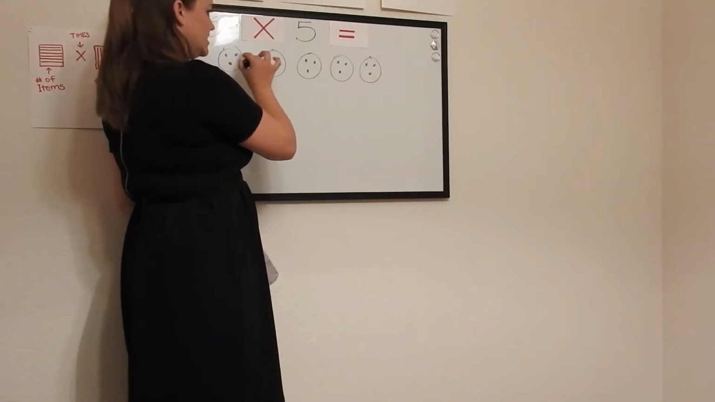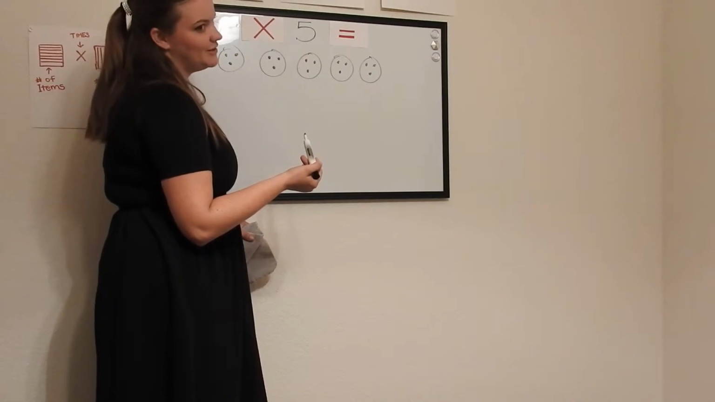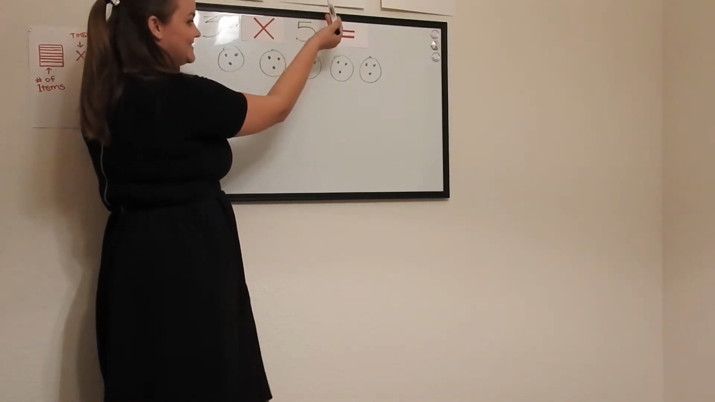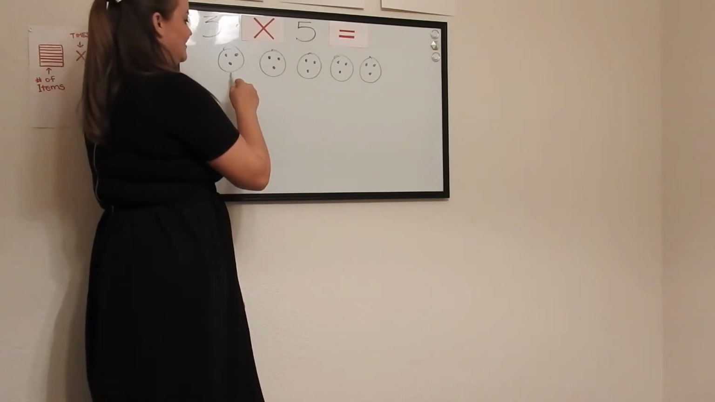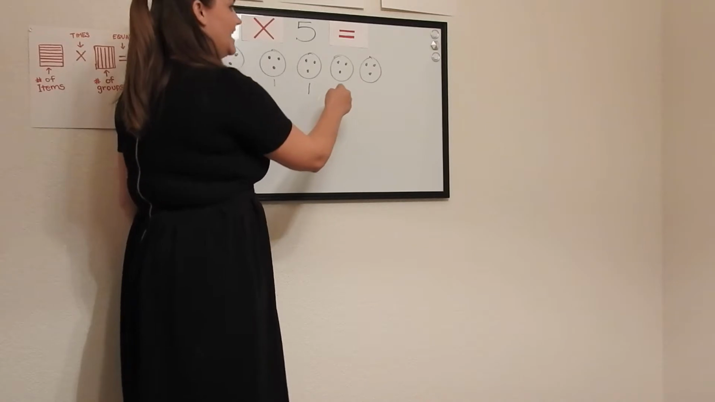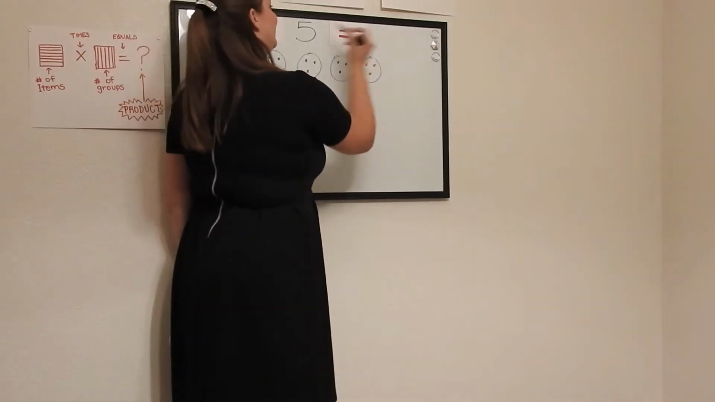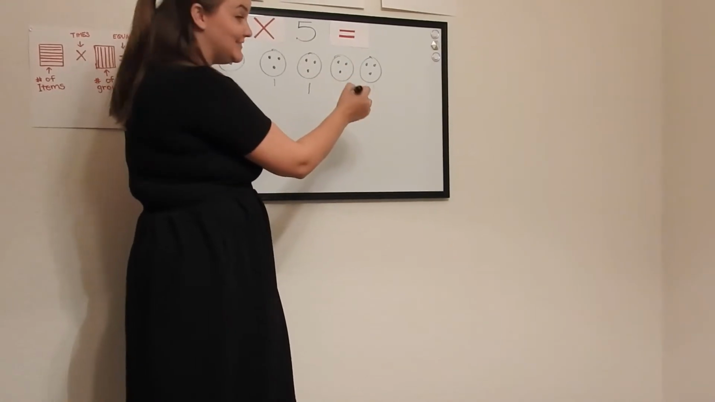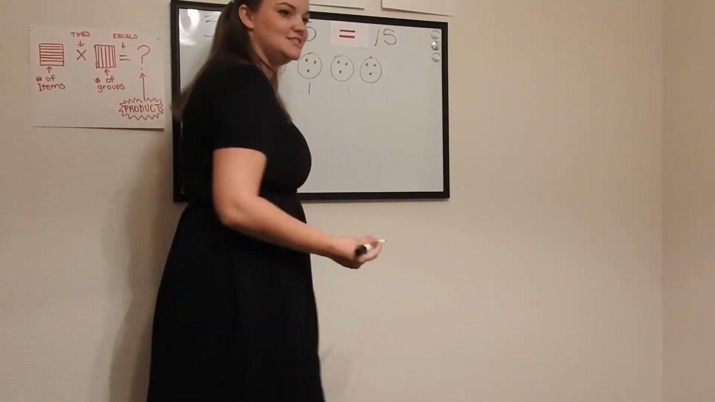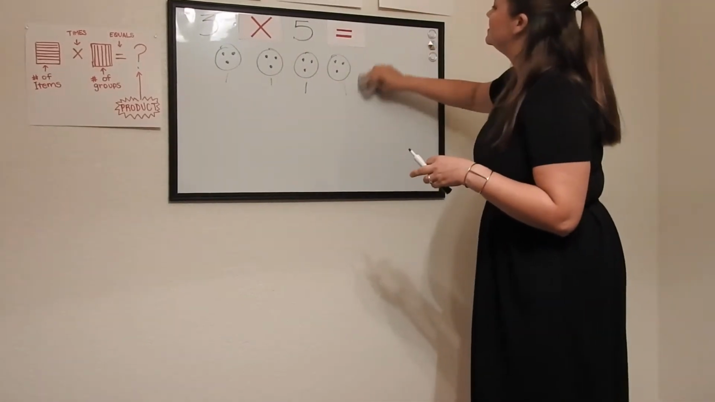Okay, so we count each of these dots? No. What should we do? The 3 stars. We should count by 3s, right? Okay, ready? 3, 6, 9, 12, 15. 3 times 5 equals 15. Good job. That wasn't too scary.